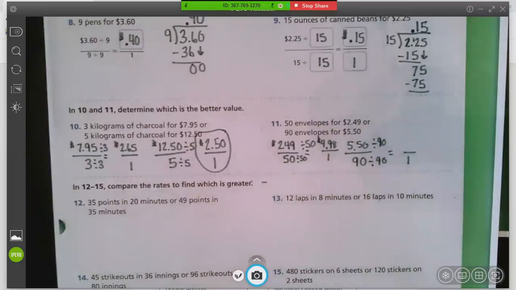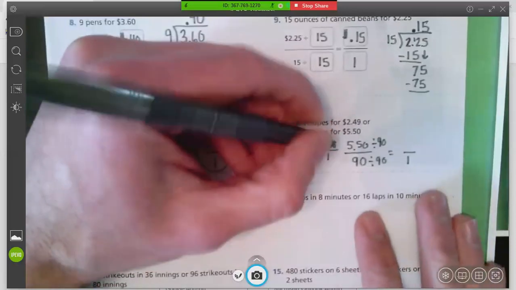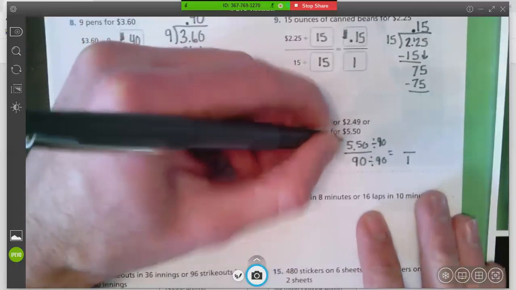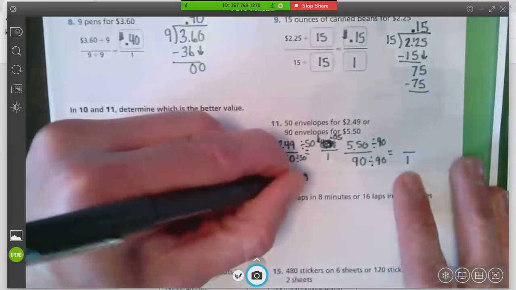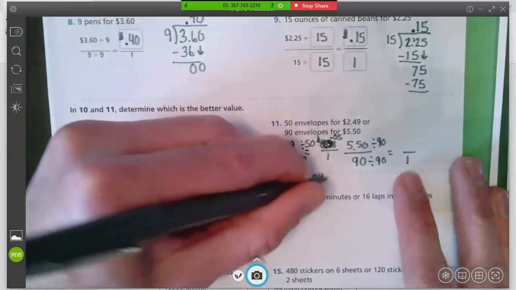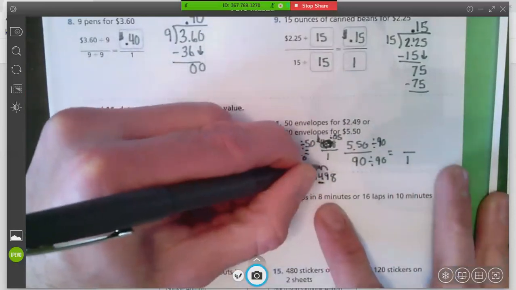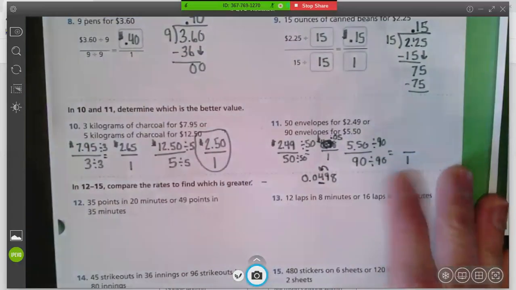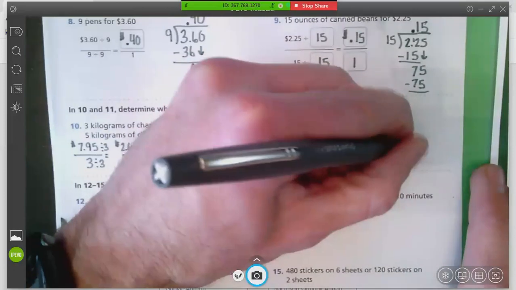Now, let's look at this. $2.49 divided by 50 equals, this is not right. It's 4 cents, not $4. We're going to round up and say it's 5 cents, because what it equals here is 4 cents. But look at that 9. That 9 is telling us to go up to 5. So 5 cents. And then we're going to go $5.50 divided by 90, which equals 6 cents.